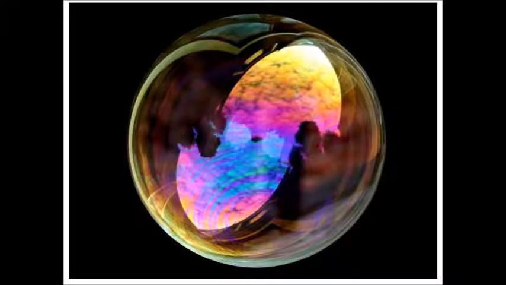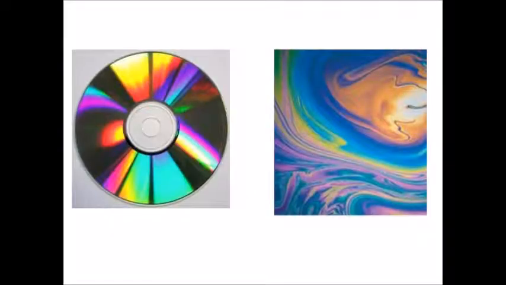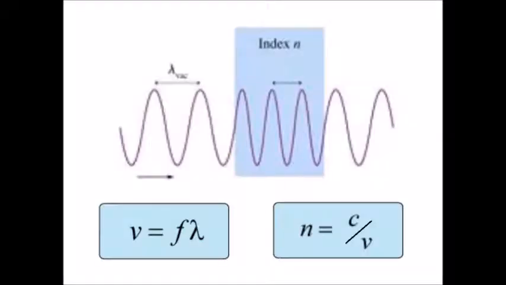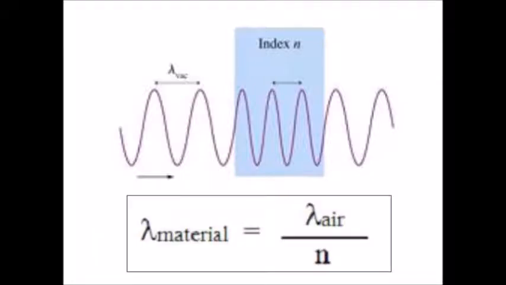This might be the most difficult. It's in a bubble. How did a rainbow get into the bubble or onto the CD or inside an oily puddle? To understand this, we'll need to return to our old friend, the index of refraction. But wait a second. How can light slow down? The wave's frequency needs to stay the same, but its wavelength can decrease, so keep that in mind.